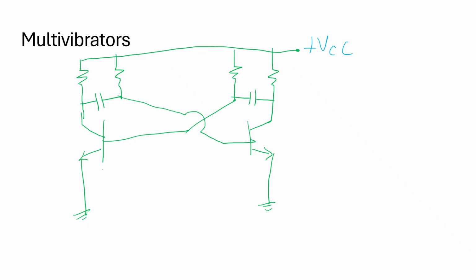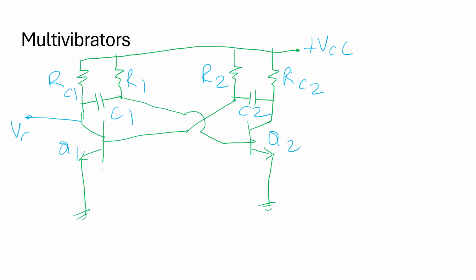So we'll name them. VCC is the biasing voltage, RC1, RC2, R1, R2 resistors, C1, C2 capacitors. Yes, the voltage is tapped across VC1 or VC2 or both. So VC1 and VC2 will act as the output voltage.